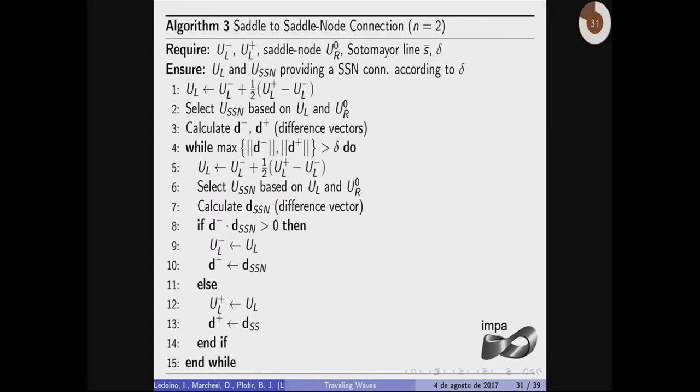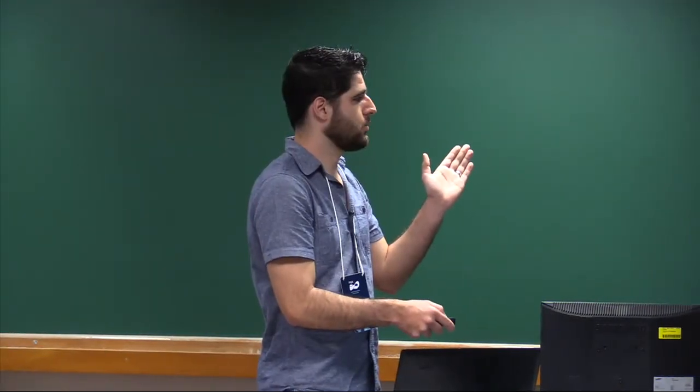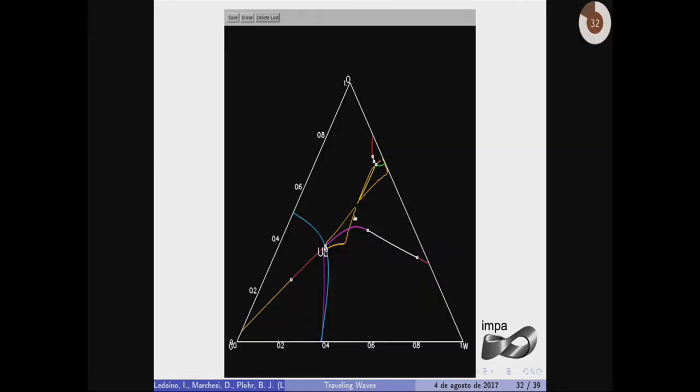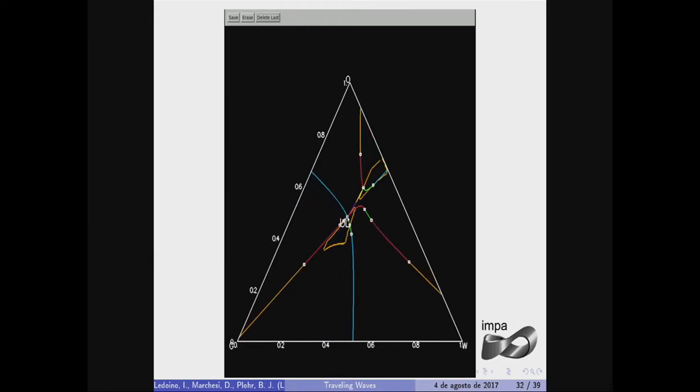So this is an algorithm, as before, to decide what left state you want to discard at some iteration. You check the inner product of the difference vectors. Okay. So this is just a plot of how the saddle-to-saddle connections will look when you check them at the transitional boundary.